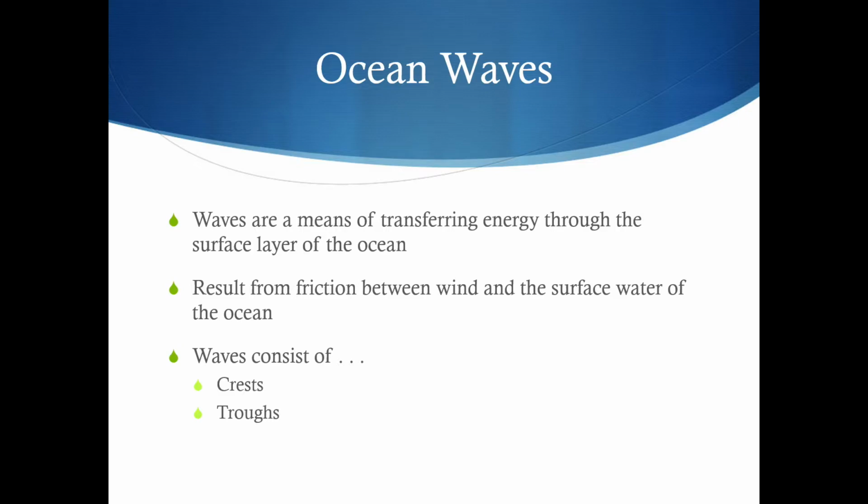We all know that there are ocean waves. As we've all been to the beach, we've seen the waves come in and crash on the beach. And so waves are the main means of transferring energy through the surface layer of the ocean. So again, they're created by the wind. As the wind comes along, it creates these undulations in the surface of the ocean that transfer energy from one place to another. We know that waves consist of troughs and crests.